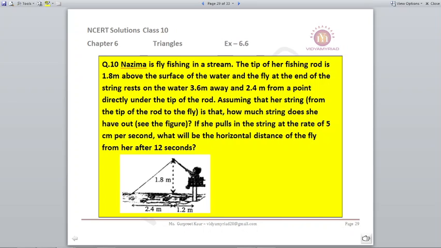Now from the point below the tip of the rod till the fly, the distance given to you is 2.4. So what remains from the girl to the point below the tip of the rod is 1.2 meters. Now, how much string does she have to out? If she pulls the string at the rate of 5 centimeters per second, what will be the horizontal distance of the fly from her after 12 seconds?